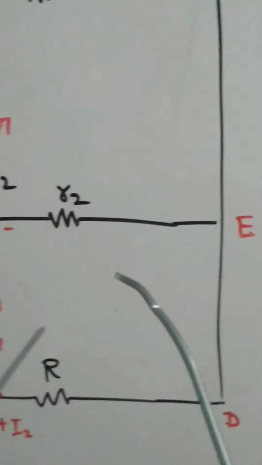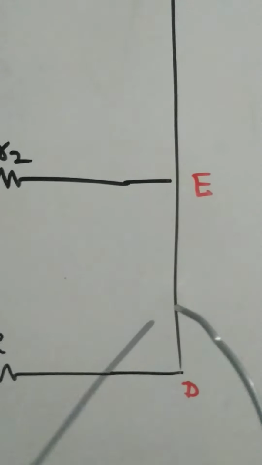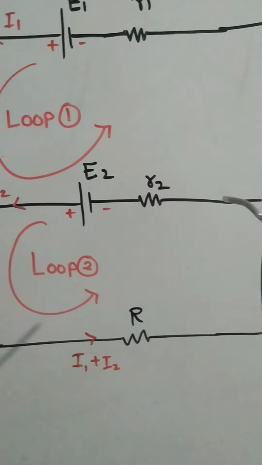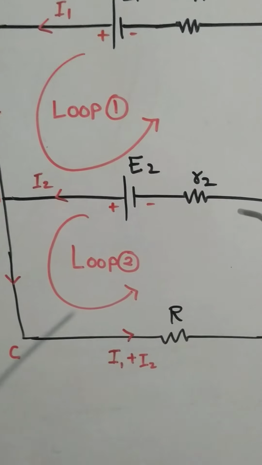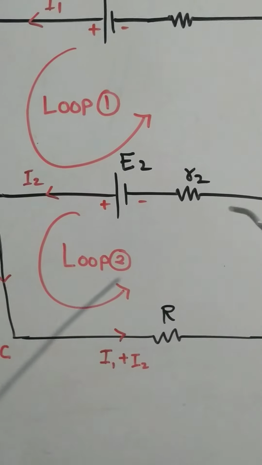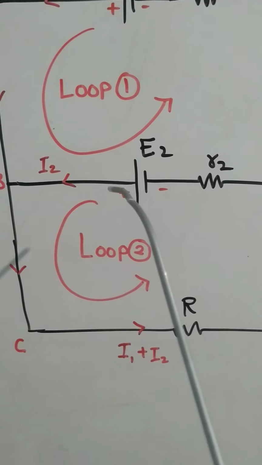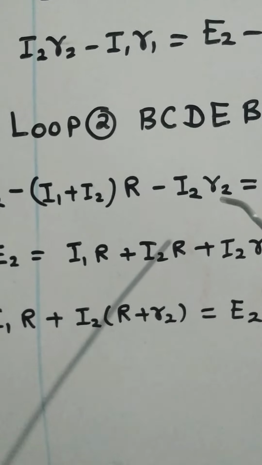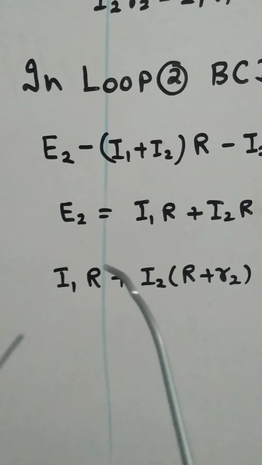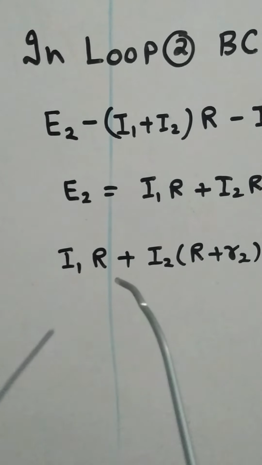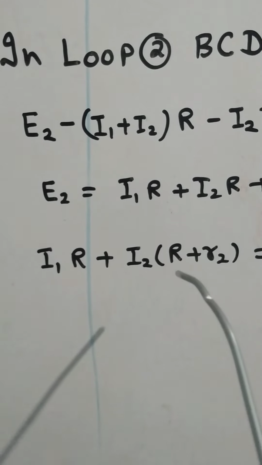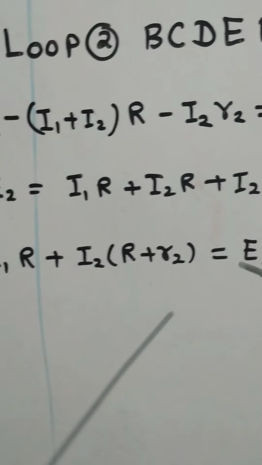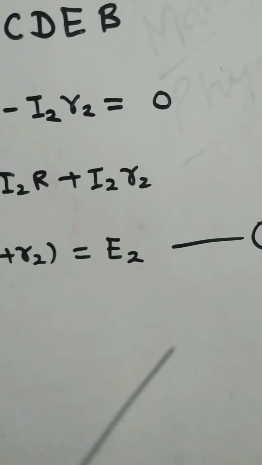So minus (I1 plus I2) into R is written there. When we move from D to E, there is no resistance, no potential drop. But when we move from E to B, resistance R2 is there, and we are traversing in the direction of current, so the drop I2 R2 is negative. So we write minus I2 R2. On simplifying, we get the equation I1 R plus I2 (R plus R2) equals E2. It is equation 2.